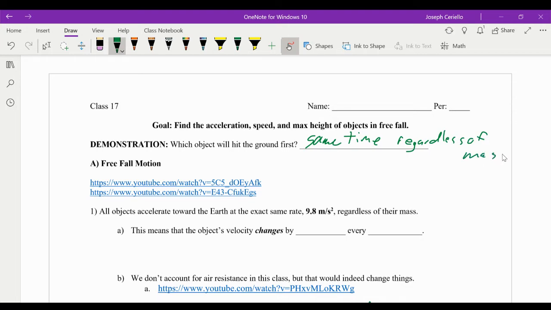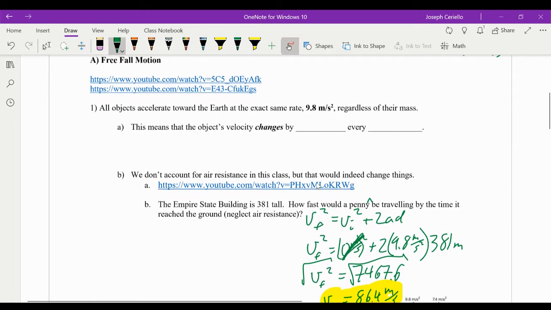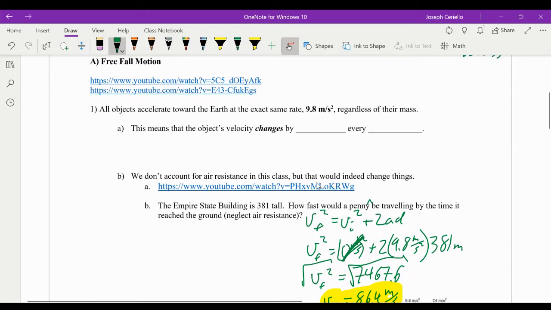So we watched the video of the hammer and the feather on the moon. We watched the video of the bowling ball and the feathers in the vacuum chamber. So regardless of mass, all objects accelerate toward the Earth at the exact same rate, 9.8 meters per second squared. That value does change depending on different planets, but on Earth it's 9.8 meters per second squared. This means that the object's velocity changes by 9.8 meters per second every second.